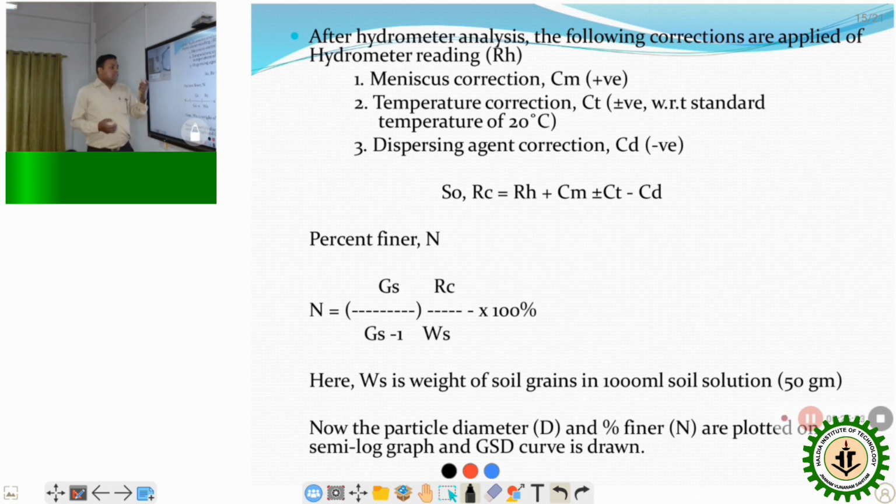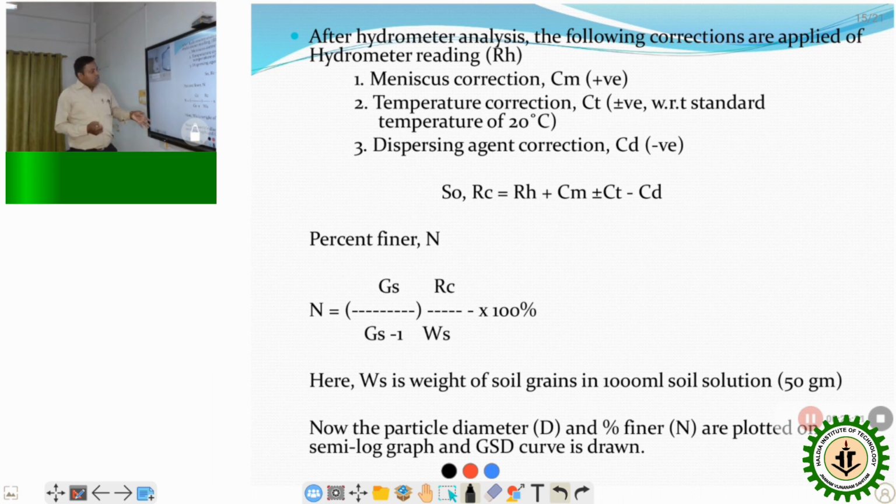So after getting this corrected hydrometer reading, now we have to calculate the percentage finer, which is given by G or Gs divided by Gs minus 1, into Rc by Ws, into 100%. Here G or Gs is the specific gravity of soil particles, Rc is the corrected hydrometer reading, and Ws is the weight of soil grains that we have taken in the soil suspension, that is equal to 50 gram.